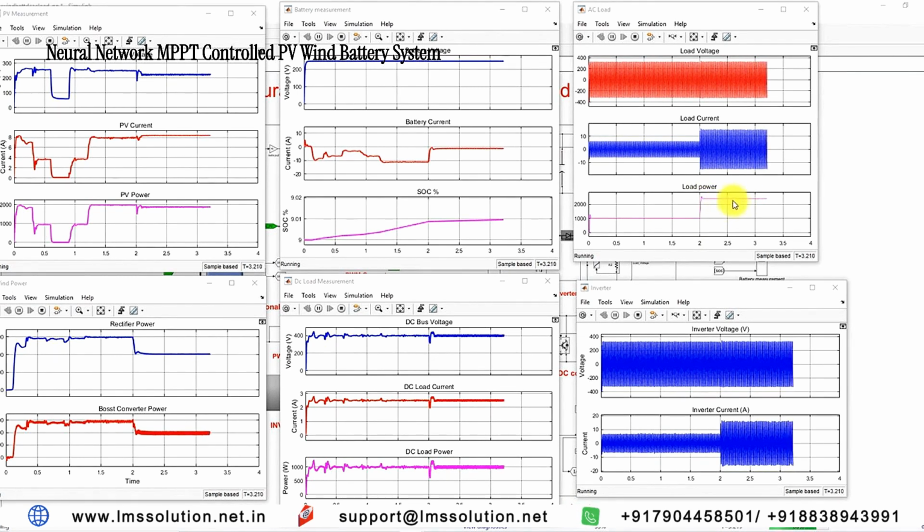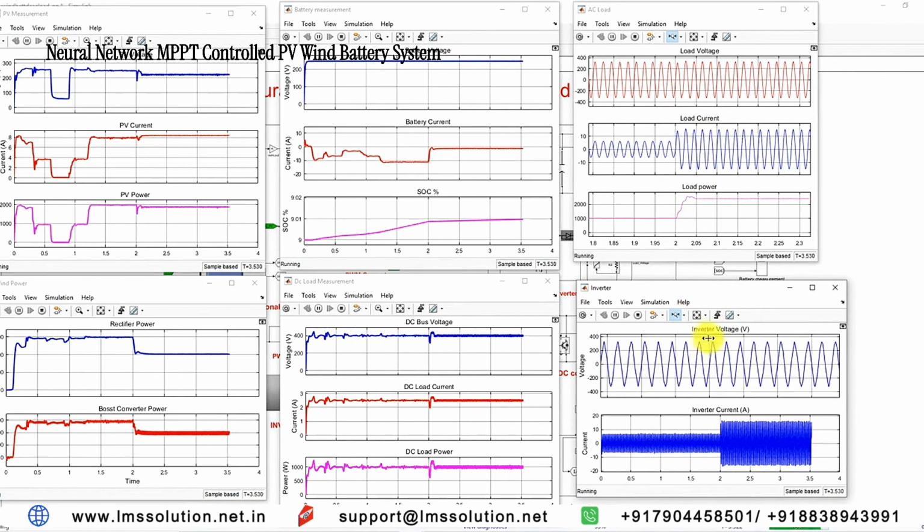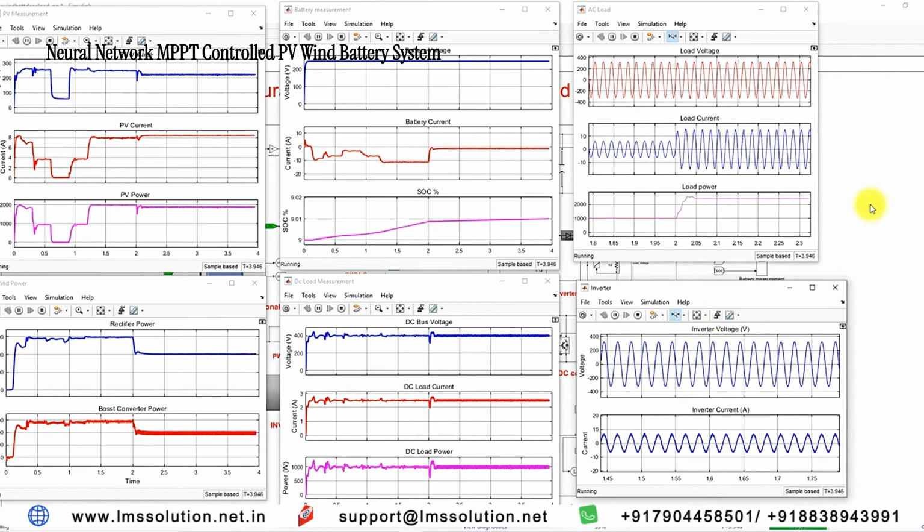Here you can see that we are getting 2400 watts, and also you can see the power, voltage and current. So this is the voltage of the load, this is the current of the load, and this is the power of the AC load. And here you can see this is the inverter voltage and current. That means power balance is maintained between source and load with the change in irradiation and the change in wind speed conditions. This is the operation of the neural network MPPT control of the PV wind battery energy storage system.